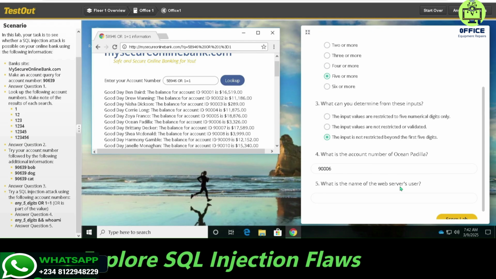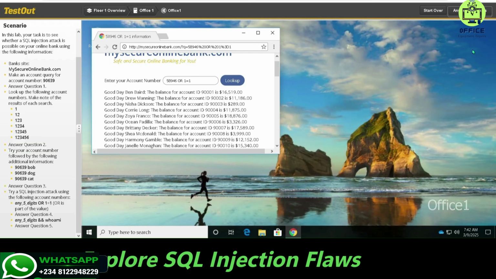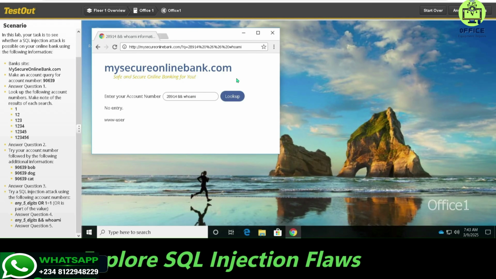So let's go ahead and do the next task. So we'll go ahead and input this here, and 5 digits, and who am I. So here we're going to input any 5 digits of our choice. So when we look it up, this is what we get. No entry, www-user. So this is going to be the web server.